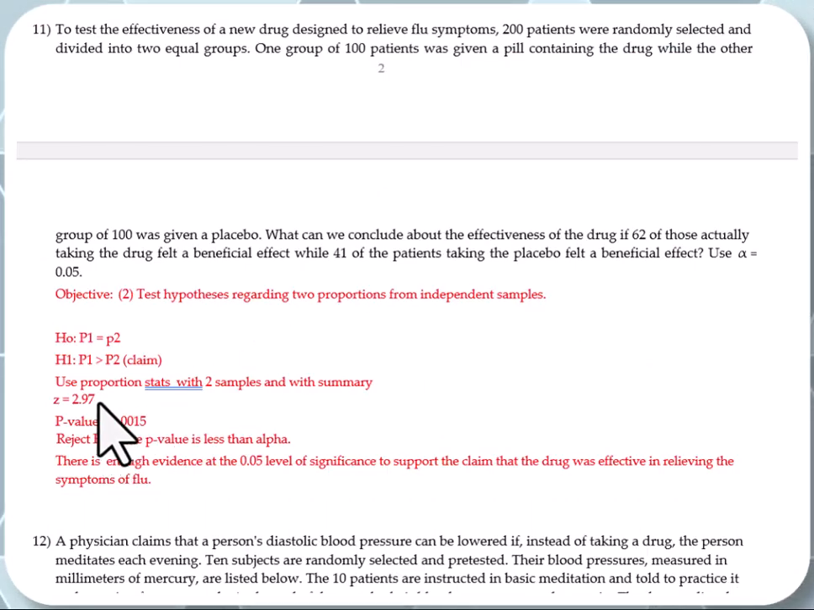So z is 2.97, p-value is 0.0015. We reject H0 because this p-value is less than alpha, which is 5%, and then support the claim. There is enough evidence at the 5% level of significance to support the claim that the drug was effective in relieving the symptoms of flu.